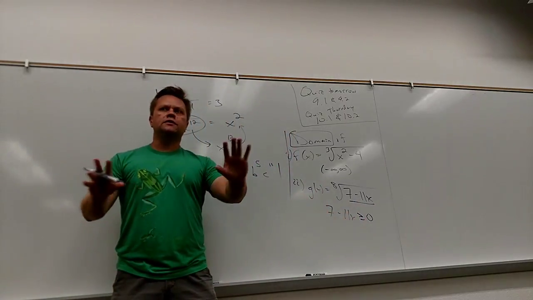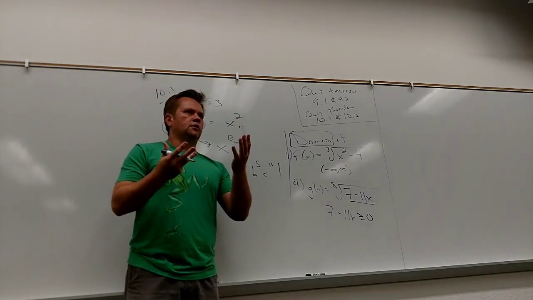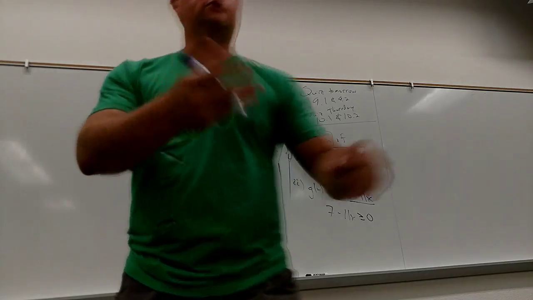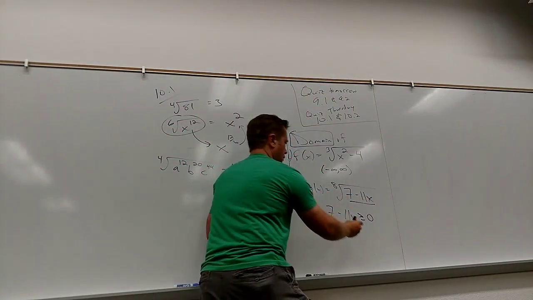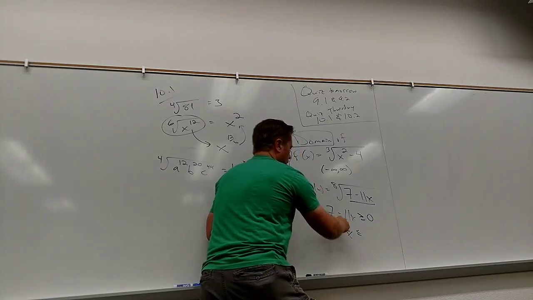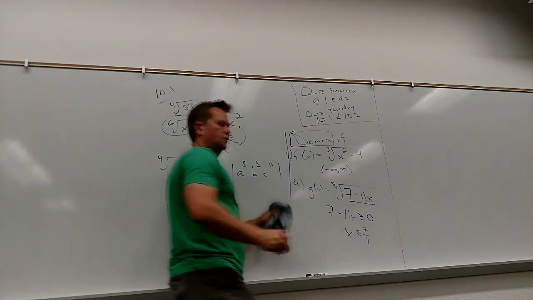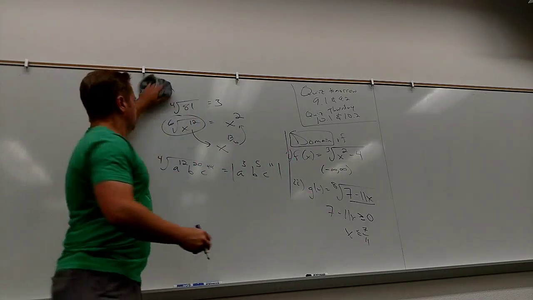So every single time they ask you for the domain, you say in English what must happen, and then you write that in math. Now you just solve this and it's easy, hopefully. So you get x less than or equal to, if I subtract 7 and divide by negative 11, and flip the inequality. Is that cool? What was the other thing we found the domain for?